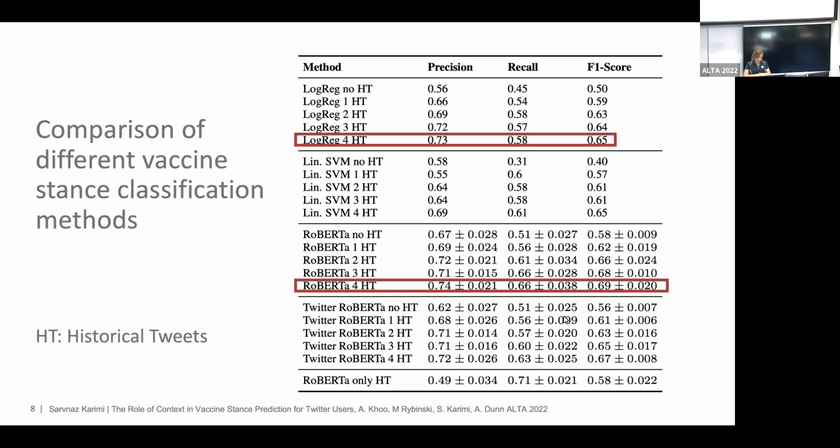So this is the main results for this work. The top part is a logistic regression. You can see no HT is historical tweets, so without using historical tweets, and then we're adding one at a time more and more history from that particular user to the system for classification.